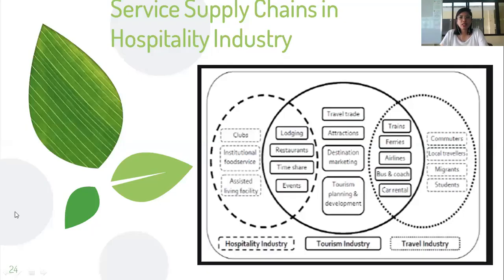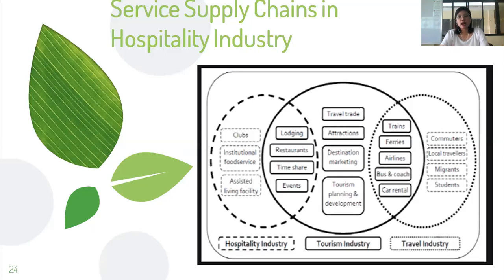Okay, for the continuation of the service supply chains in the hospitality industry. So we have hospitality facilities here: the clubs, the institutional food service, assisted living facility, and then lodging, restaurants, timeshare, and events. So all of these are hospitality industry facilities that give products and services to our guests.